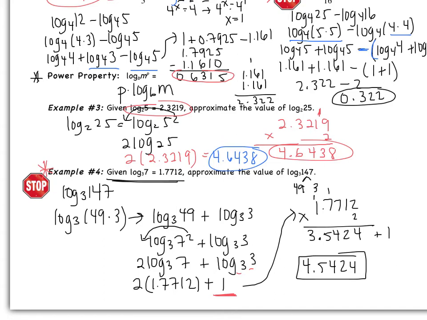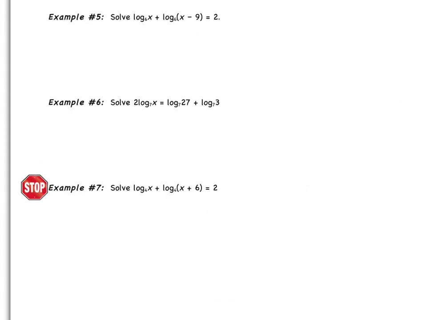Okay, so that was the first 4 examples. We have 3 more examples on the next page, all involving the same properties. They are going to look a little different though, so if you would please flip the page. Looking at example number 5, it says solve, and then it gives you an equation. The first thing that we're going to notice is that we have a log on the left side of the equation, but no logs on the right side.